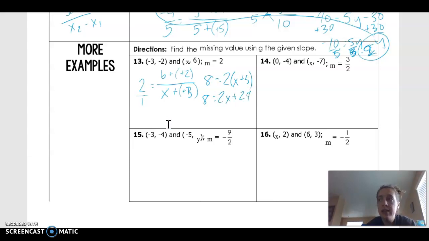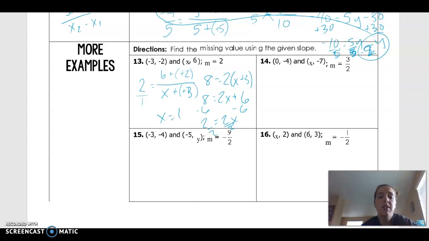and then I'm going to go ahead and simplify and solve. That is not 24. So 2 times 3 is 6. So then I can subtract my 6. So I've got 2 equals 2x, divide by 2, so x equals 1.